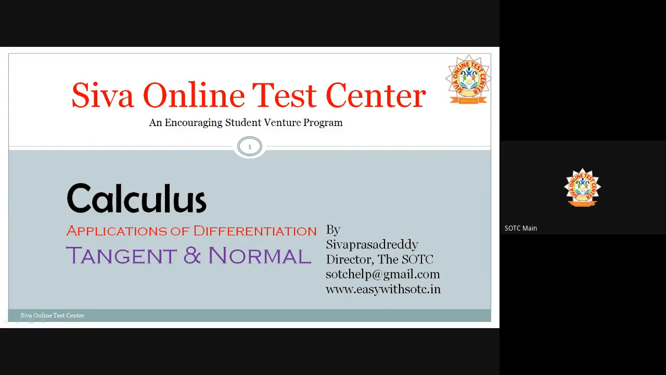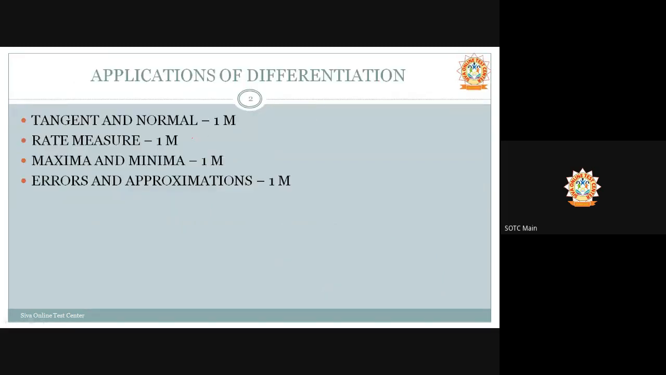The next application is rate measure. We are not that sure whether a question will come from this rate measure or not. In this you have questions about finding the velocity of a particle and finding the acceleration of a particle at some particular time, or at a particular position, like that, right?